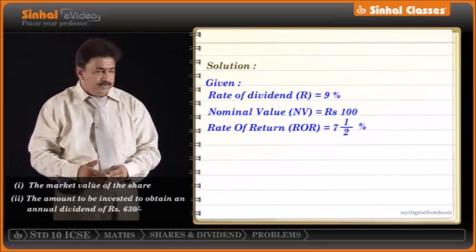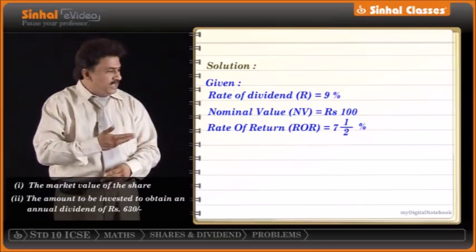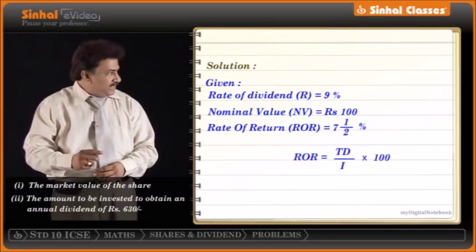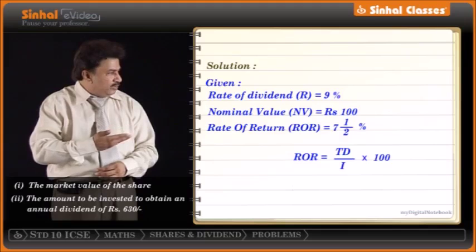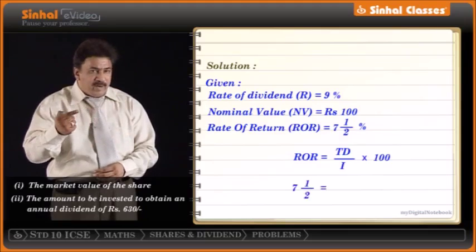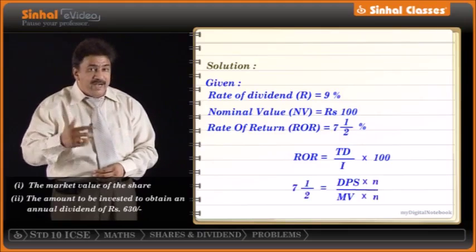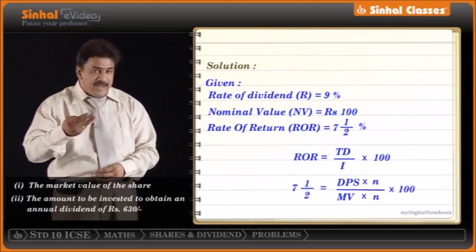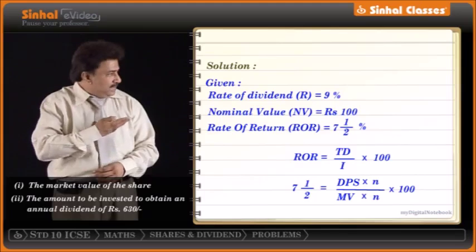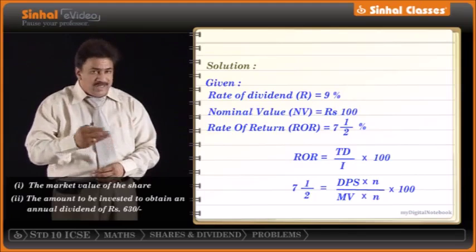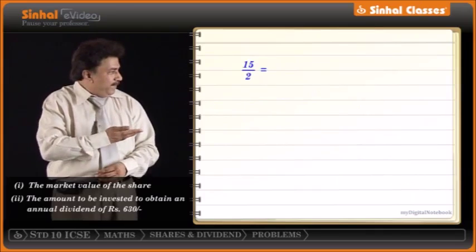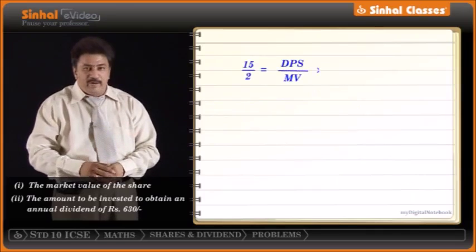Let's use the formula now. Rate of return is total dividend upon investment into 100. That is 7.5 is equal to dividend per share into number of shares upon market value into number of shares into 100. Number of shares will get cancelled and what is left? 15 upon 2 is equal to DPS upon MV into 100.